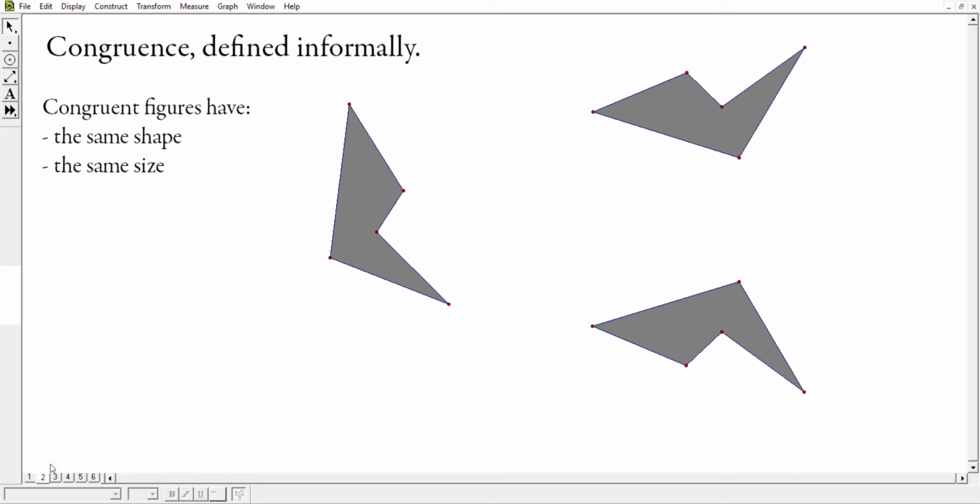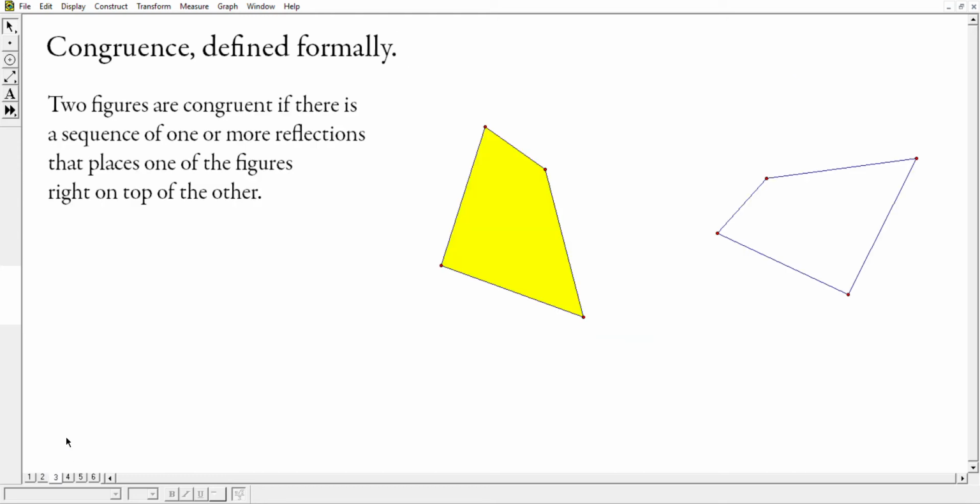But I also wanted to introduce you to, although I'm not going to test you on it, the formal definition. How do mathematicians think of congruent figures? Here's the formal definition. Two figures are congruent if there is a sequence of one or more reflections that places one of the figures right on top of the other. Now, mathematicians wouldn't say right on top. They would say something else, but that gets the point across.